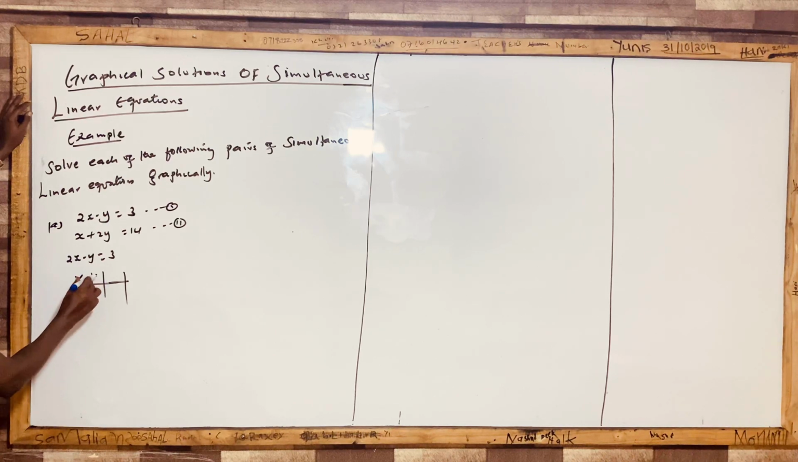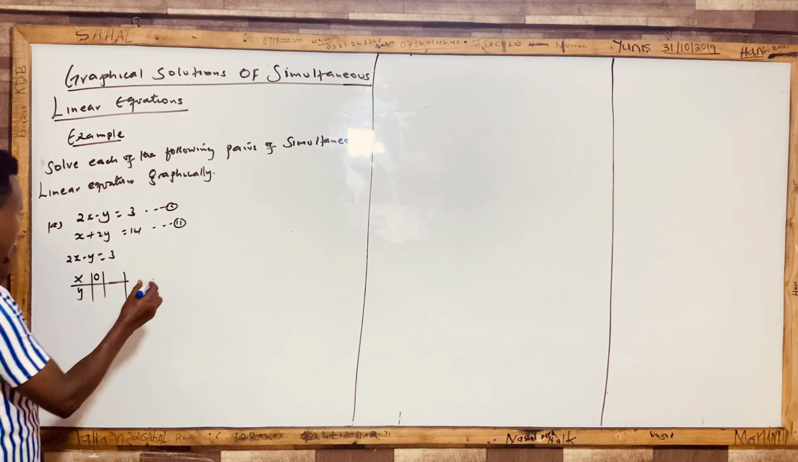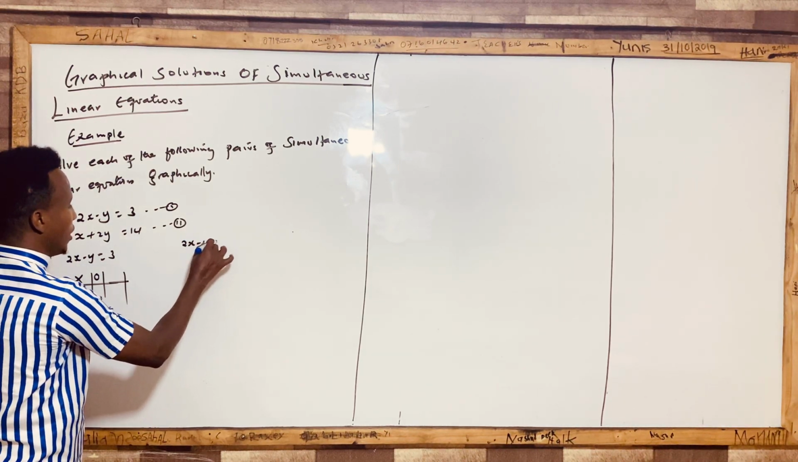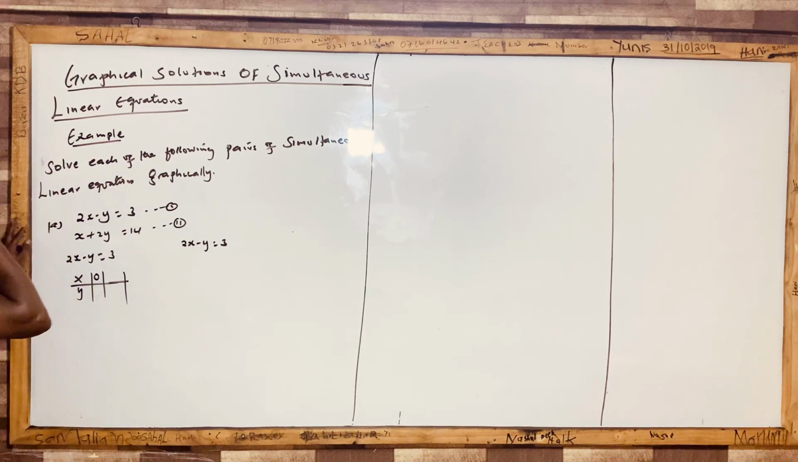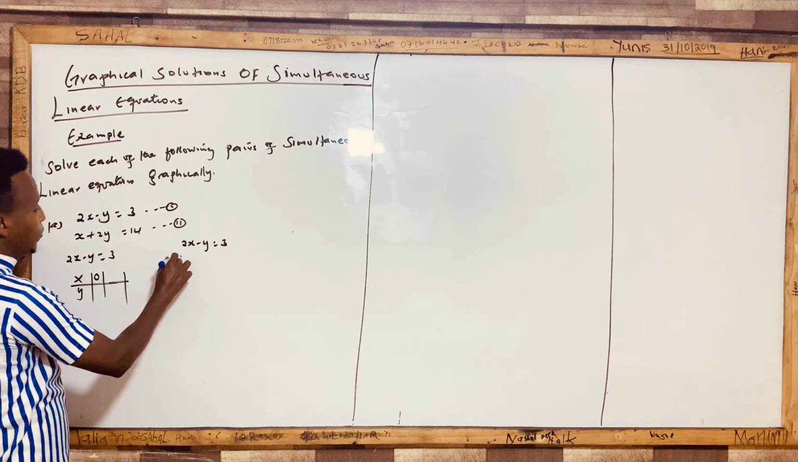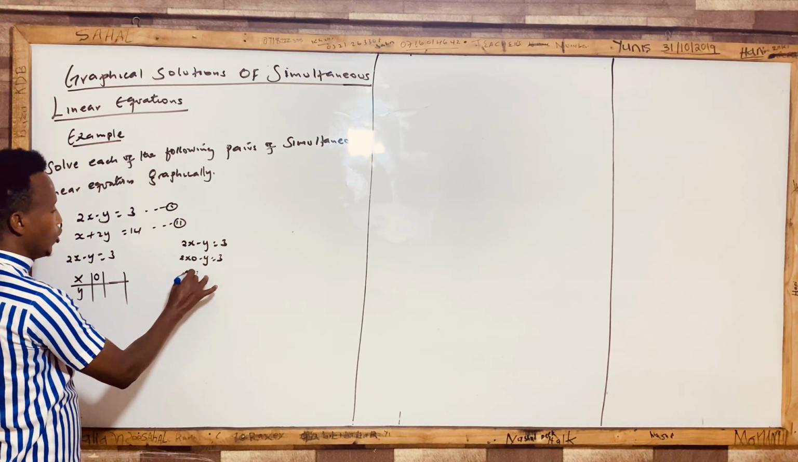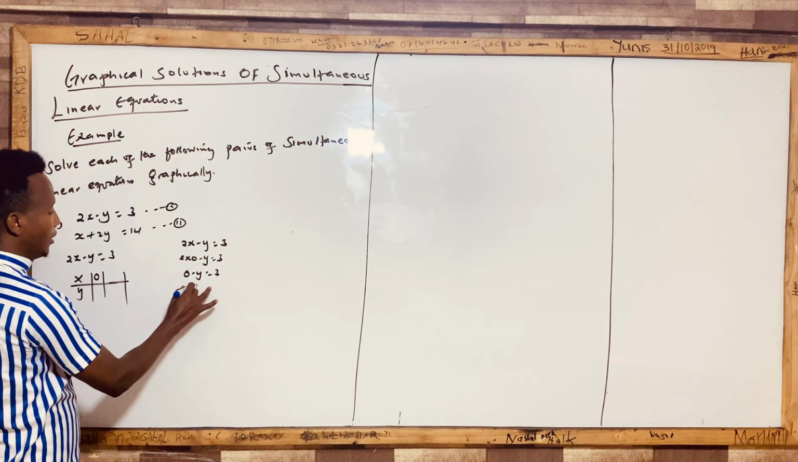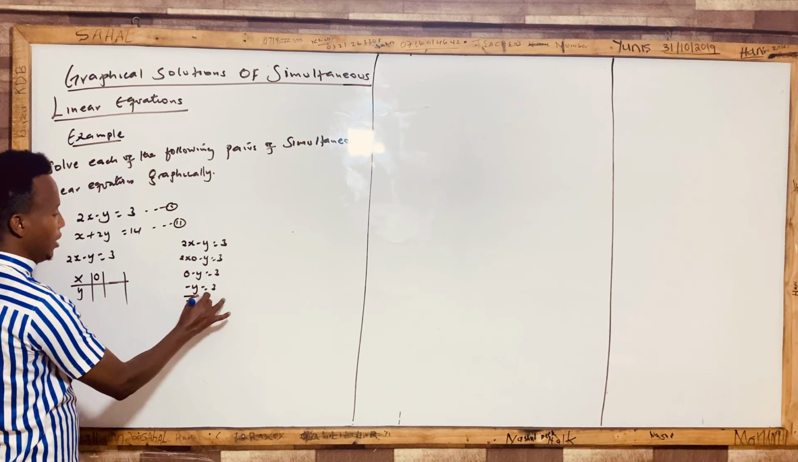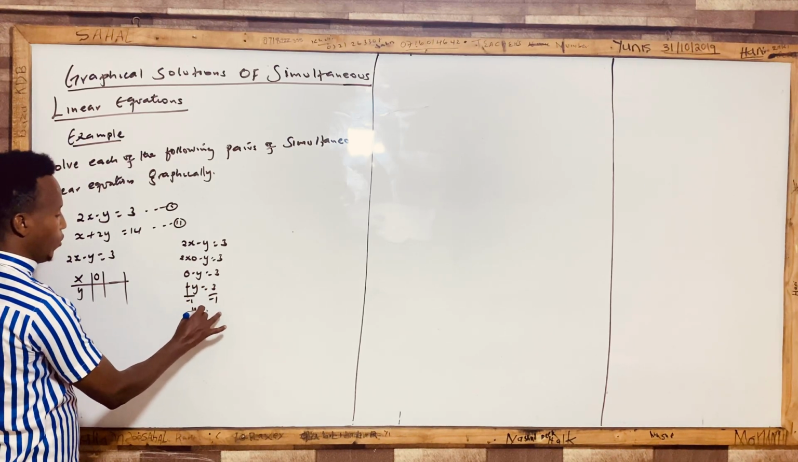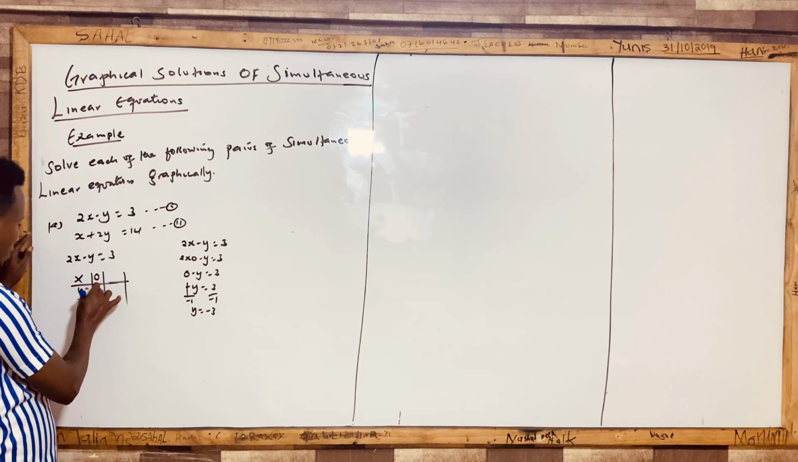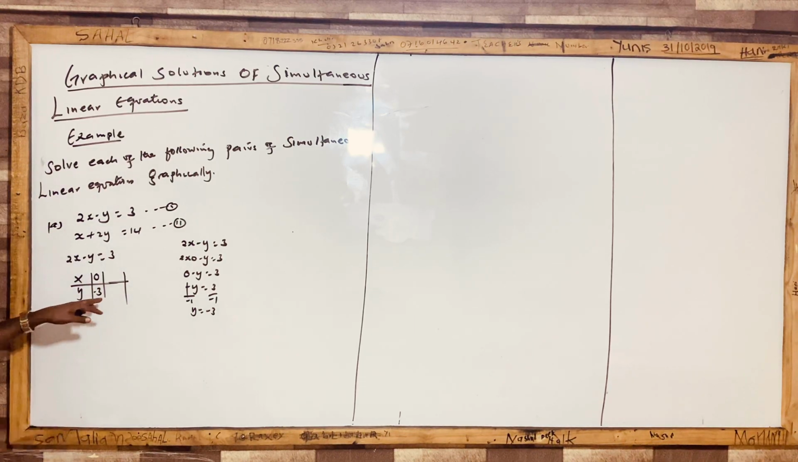So when x is 0, we have 2x minus y is equal to 3. X is 0, so it will be 2 times 0 minus y is equal to 3. So you'll have 0 minus y is equal to 3, then negative y is equal to 3. Divide both sides by negative 1 to get the value of y. Y is negative 3 when x is 0.